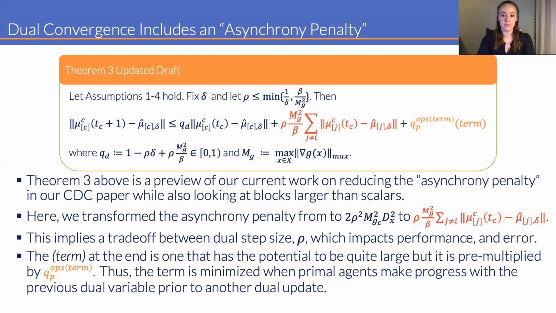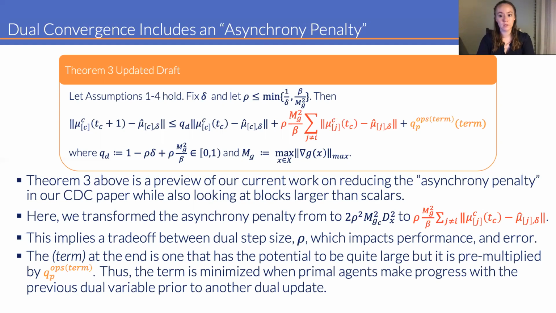Theorem 3, as presented in this slide, is a preview of our current work reducing this asynchrony penalty, while also looking at blocks larger than scalars. We have transformed that original term to one that is pre-multiplied by the dual step size rho. This implies that there's a possibly significant trade-off between performance and error. We're working towards further defining this error and its implications. Certain types of problems, such as ones where constraints are separable, may lead to further reduction or removal altogether of this term. The final term in the theorem is again pre-multiplied by the primal convergence rate raised to some ops term, of which there is much more discussion in our paper.